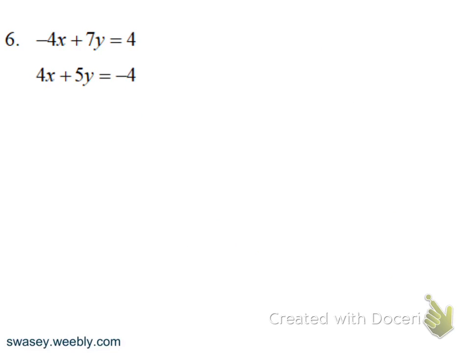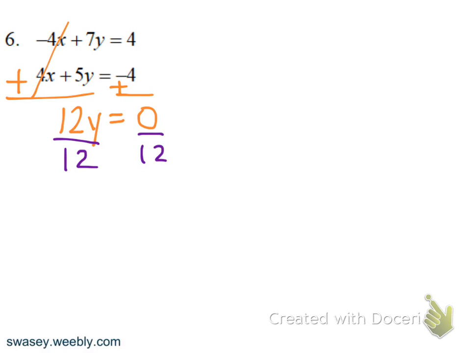Six, we have opposite coefficients on our x, so we're ready to add them together. X's are eliminated. 7y plus 5y is 12y. 4 plus negative 4 is 0. To get rid of multiplying by 12, divide both sides by 12, and so y equals 0.